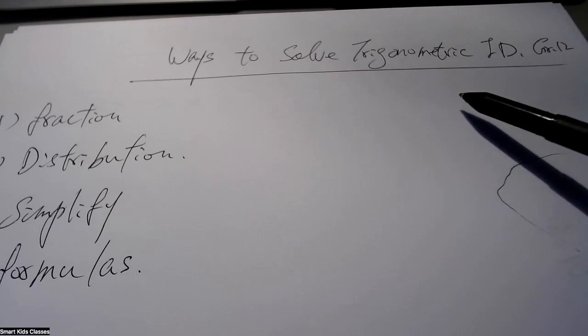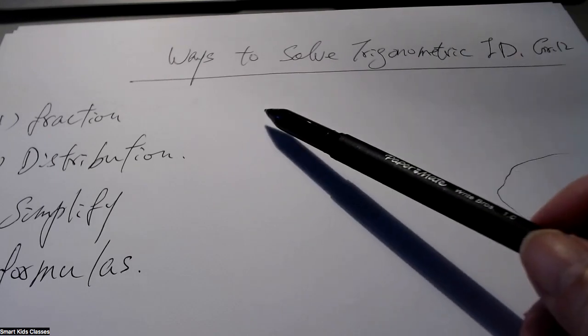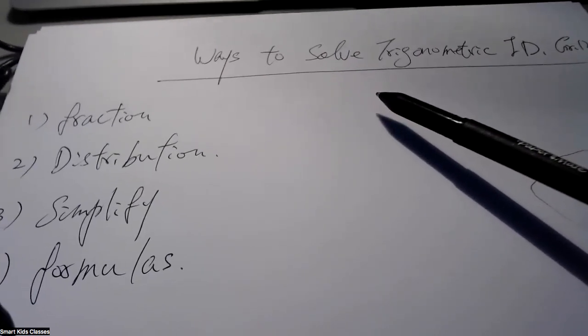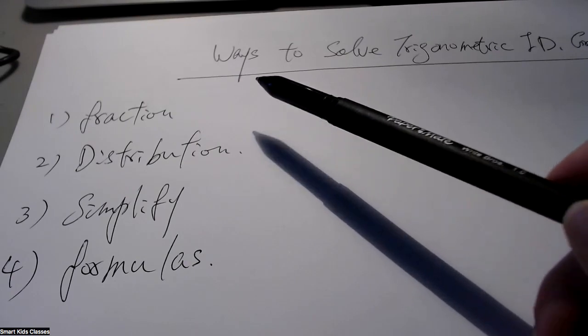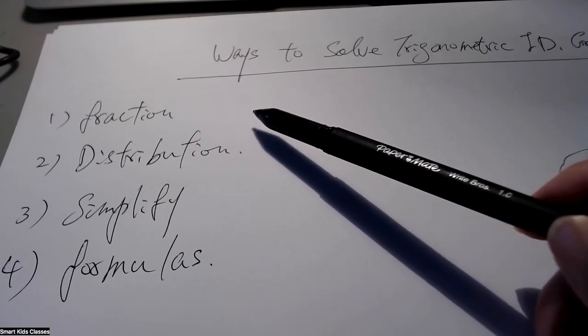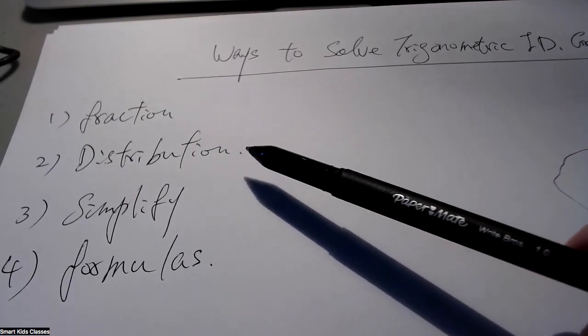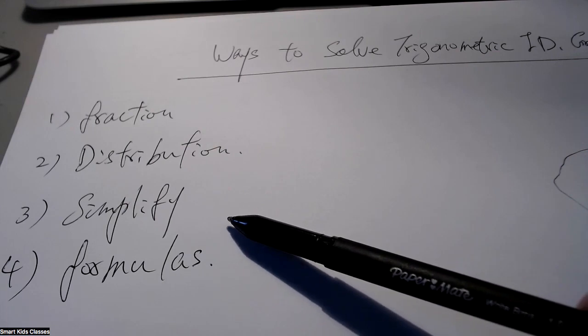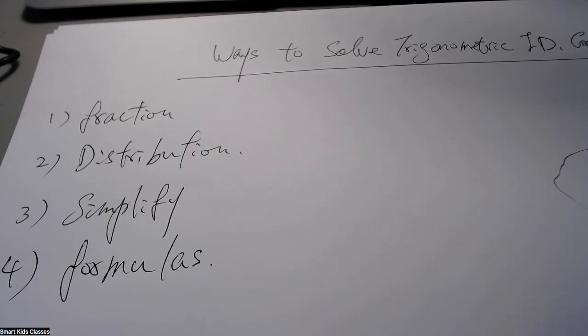To solve trigonometry identities for a grade 12 lesson, there are a few ways to do it, in a simplified way. The first one, you can make it into a fraction to add, subtract and cancel. Also distribution, the brackets for multiply, add and subtract. Then simplify and apply formulas to solve it. Now, let's start with the first.